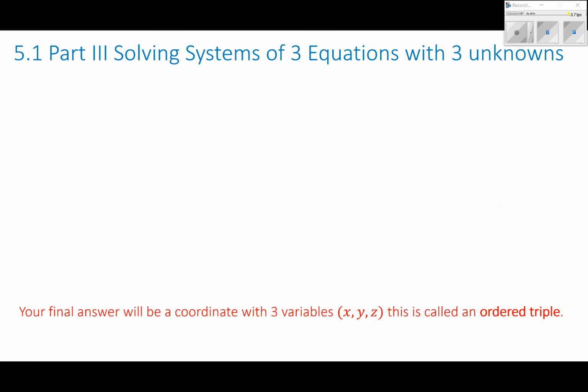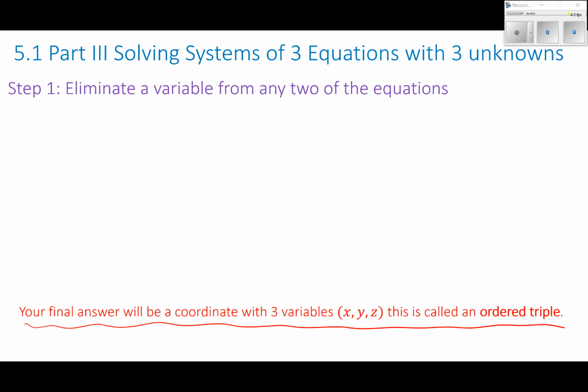All right, so let's actually look at solving a system of three equations with three unknowns. Okay, I already have the answer down here, but this is going to come into play after I've done everything. A final answer when you have three equations with three unknowns will be some point, but now it's x, y, z. And this is called an ordered triple. So it's not just some coordinate point x, y, it's some actual coordinate point x, y, z.